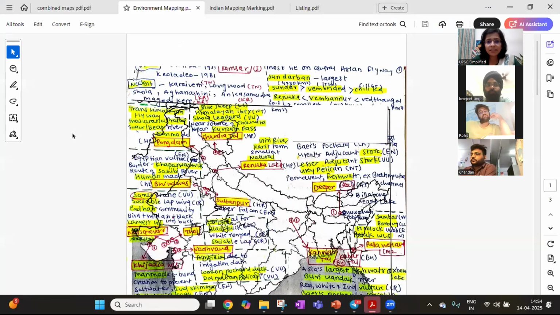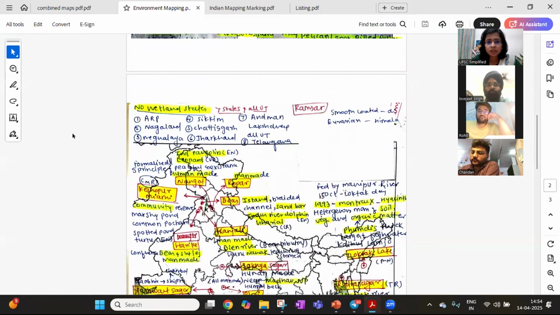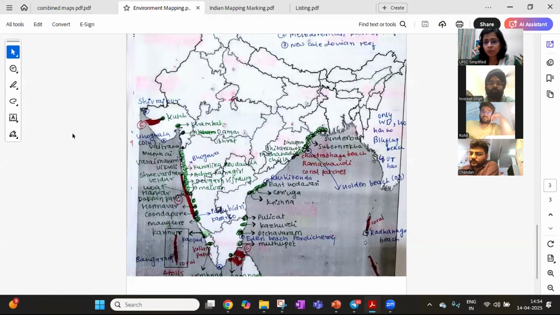Do this activity, place all of them. Okay, Ramsar sites, place them. Okay, then elephant reserves, place them on a blank map, you can get it from any shop. Okay, and place them with your hand, so it will be fun to do all these things, and it will be easier to remember all these things.